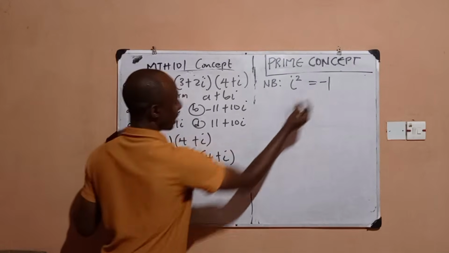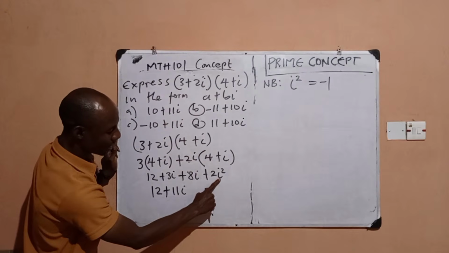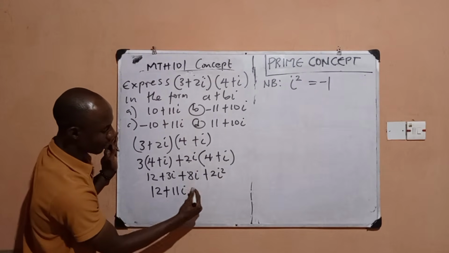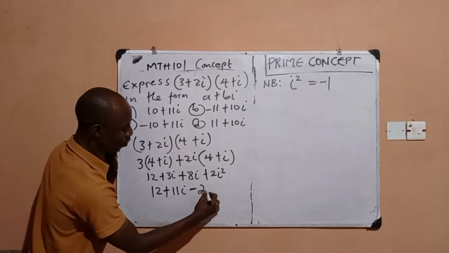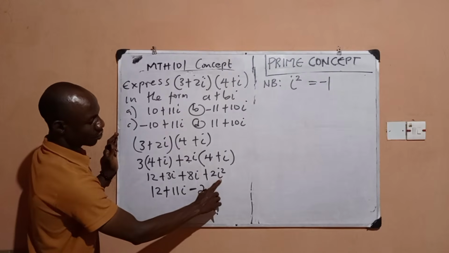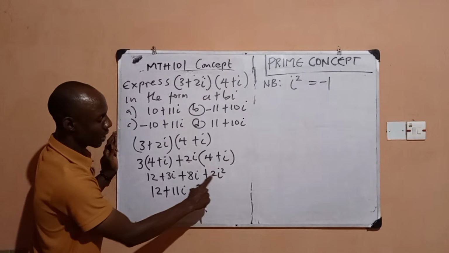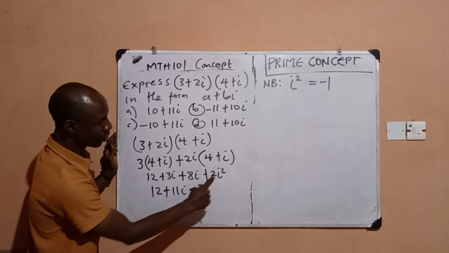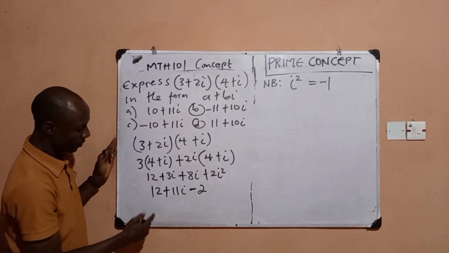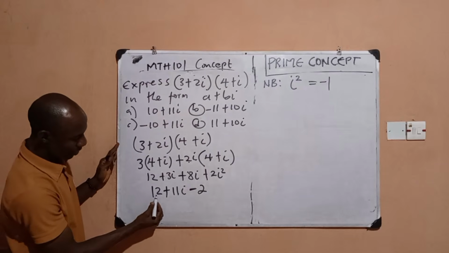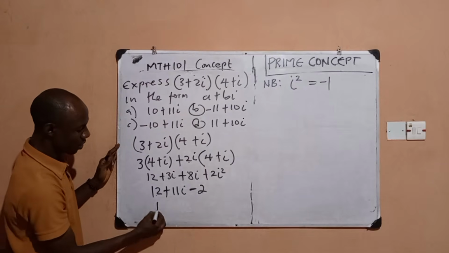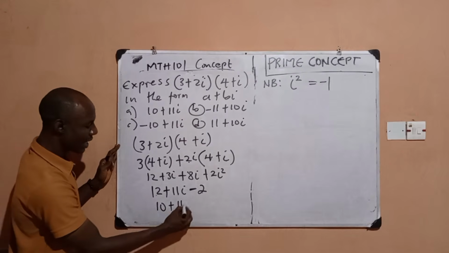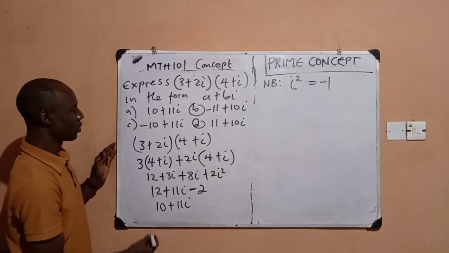Please, i squared is minus 1. So because i squared is minus 1, minus will change this plus. It becomes minus 2, because this i squared is minus 1. Minus 1 times plus 2 is minus 2. So what do you have? 12 minus 2 is what? 10 plus 11i. So this is your answer, option what?